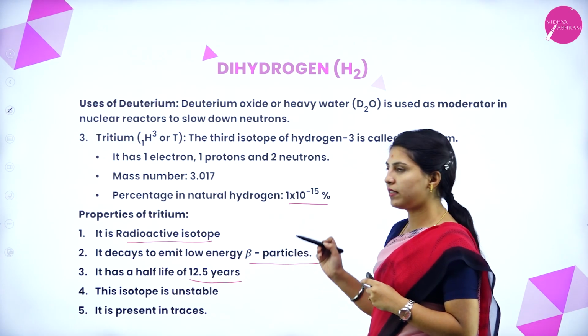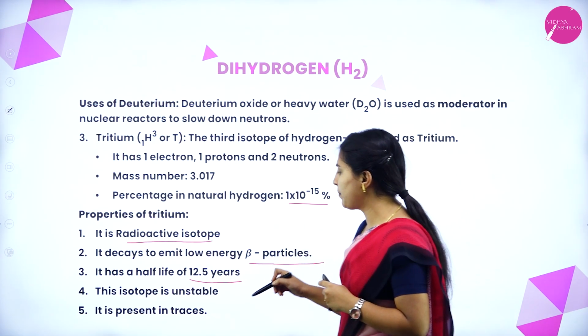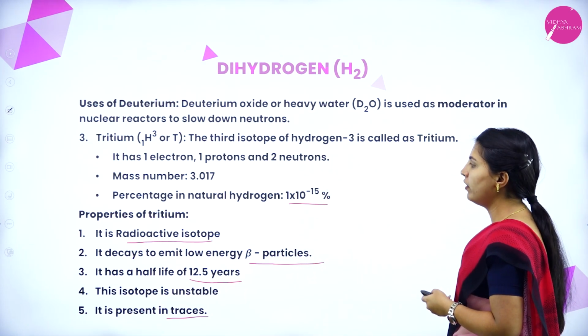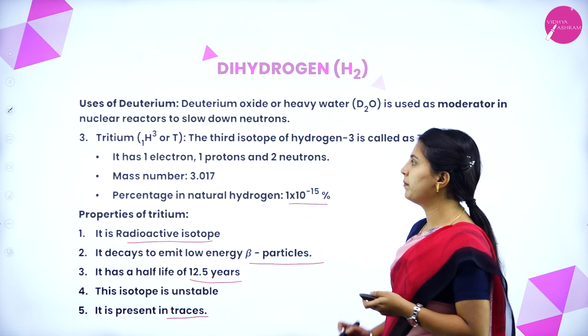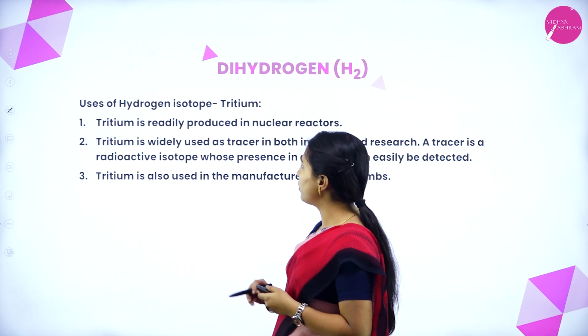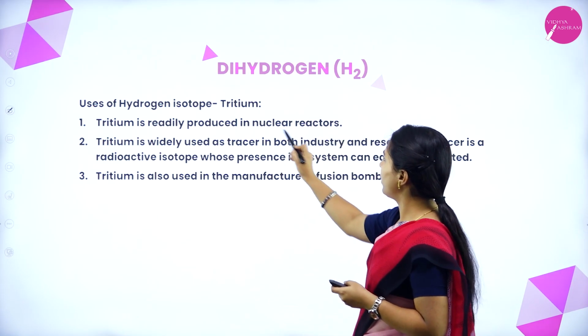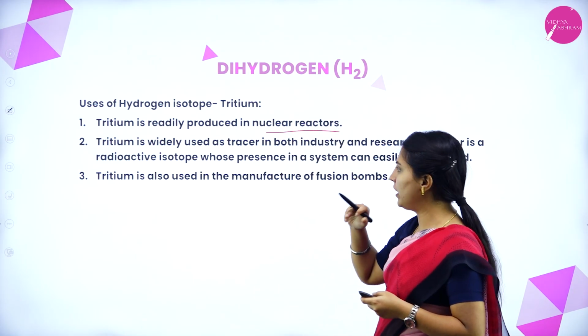This isotope is unstable and it is present in very small traces. These are the properties of the isotopes of hydrogen. Next, uses of the hydrogen isotope, that is tritium. Tritium is readily produced in nuclear reactors, as a very small trace.